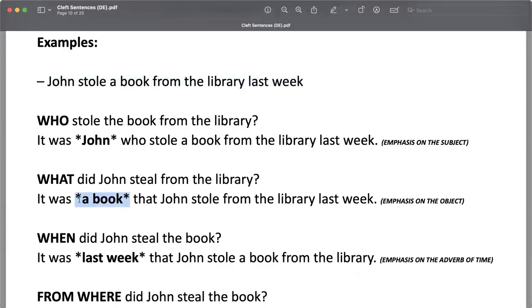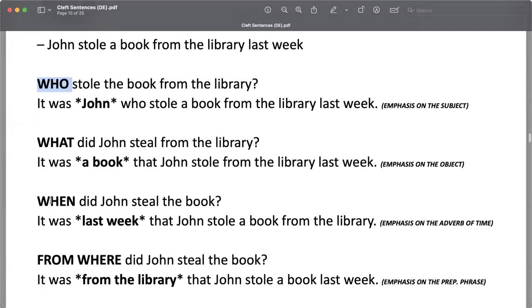So we can differentiate this structure according to the focus. If it is a person, or who did that, we can say it was John. That should be the answer. And it was a book that John stole from the library last week. So when did John steal the book? If we need to focus on the time period or duration or something like that, we can go with it was last week that John stole the book from the library. Emphasis on the adverb of time.